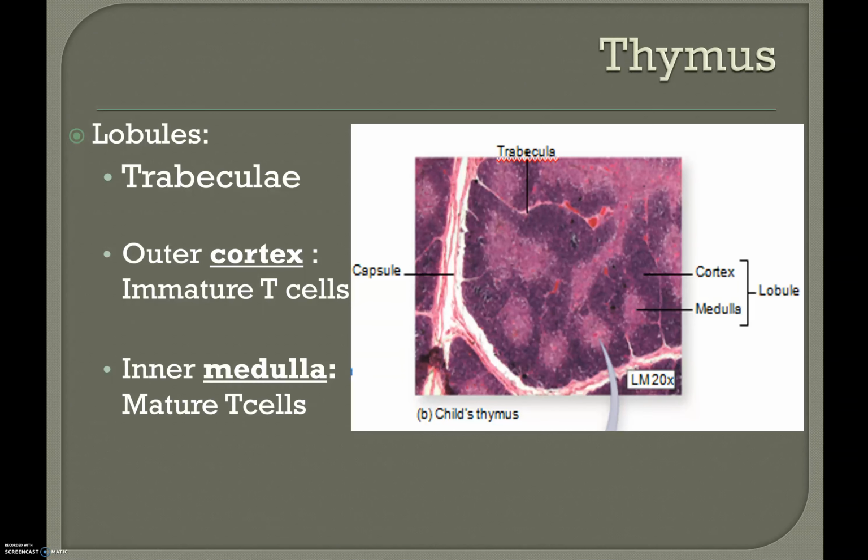And if you zoom into each lobule, which is also labeled in the picture, you see that each lobule has an inner medulla and an outer cortex. Now, what lies in the medulla and the cortex? Medulla has mature T cells, cortex has immature T cells. The easiest way to remember, M goes with M. Medulla has mature T cells, cortex has immature T cells.